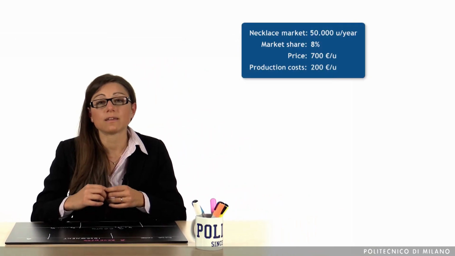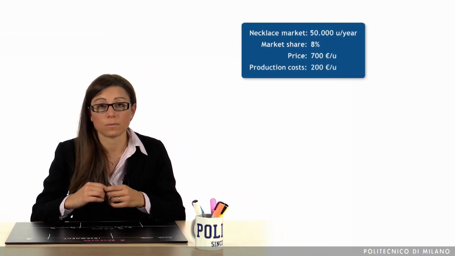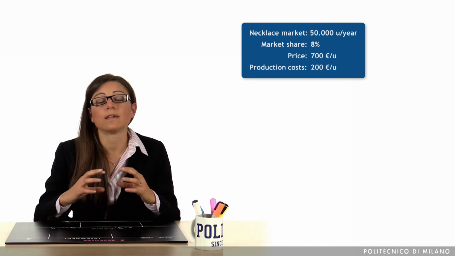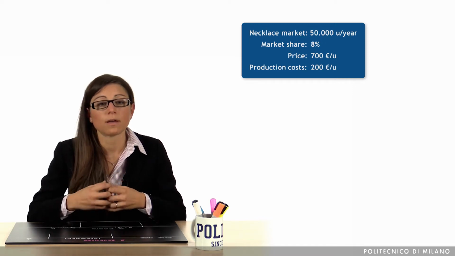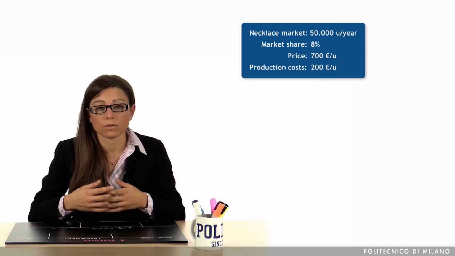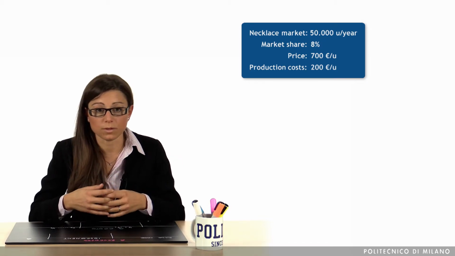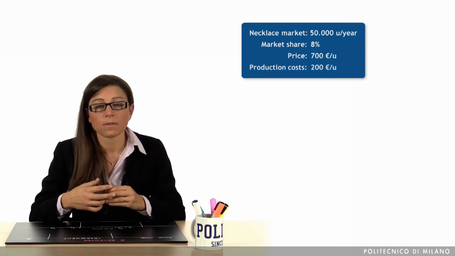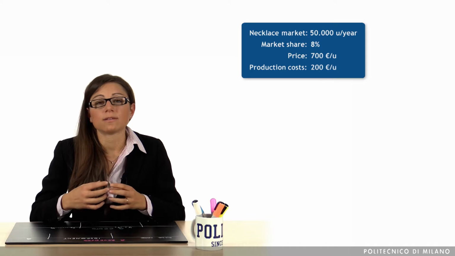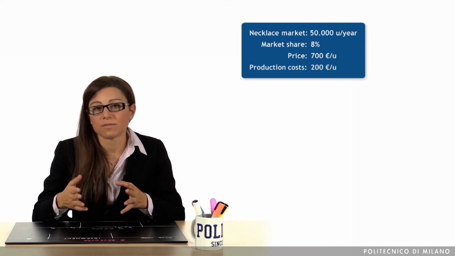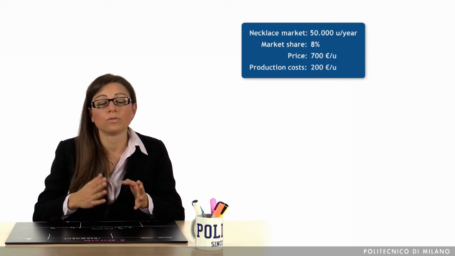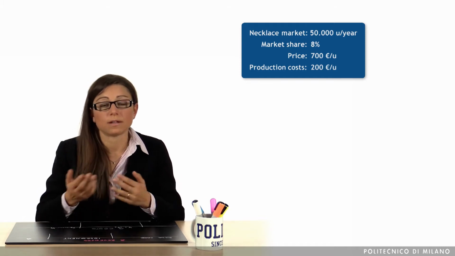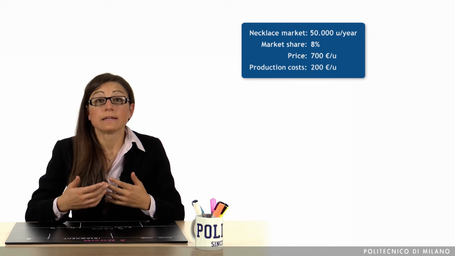We know that the necklace market is of 50,000 units per year, and given this amount of units, the company owns 8% of this market. Then we know that the unitary price of the product is 700 euros per unit, and the production cost is 200 euros per unit. Given this data, the company decides to identify an investment plan in 2 different steps in order to improve the revenues, but at the same time to reduce the costs.